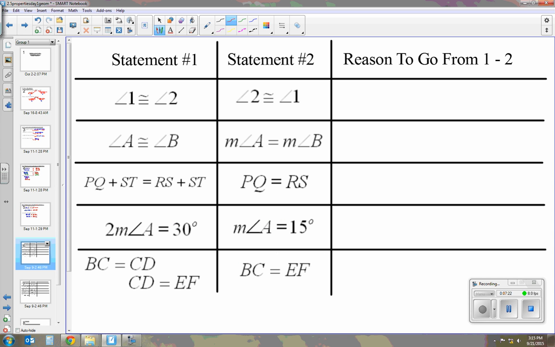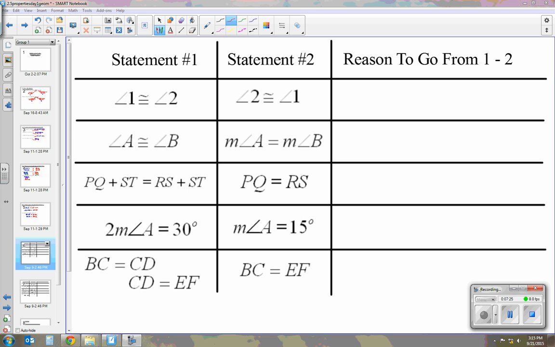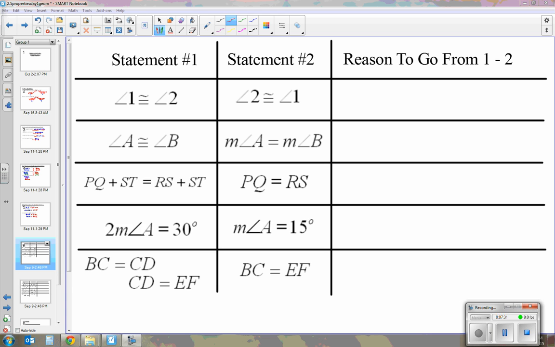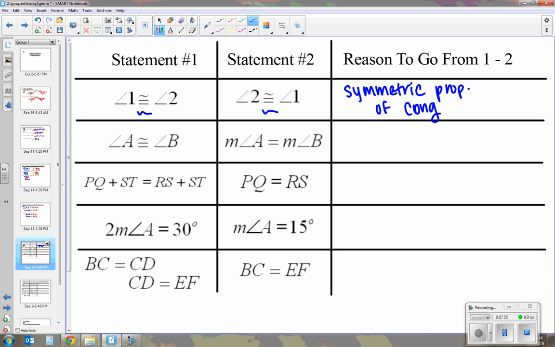So let's practice these properties. And this is just like the ones that we did in our algebraic properties. So we're going to see what's going on from statement 1 to statement 2, and our reason is going to be our property. So if we look at the first one, angle 1 is congruent to angle 2, and then angle 2 is congruent to angle 1. Well, those flipped. So flipping is symmetric. And if we notice, we both have congruency symbols. So this is the symmetric property of congruence. You have to be really careful in identifying the symbols because this is the symmetric property of congruence because we're using congruency symbols. So always double check that.